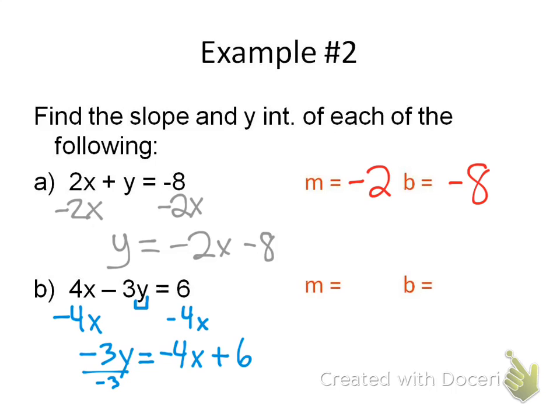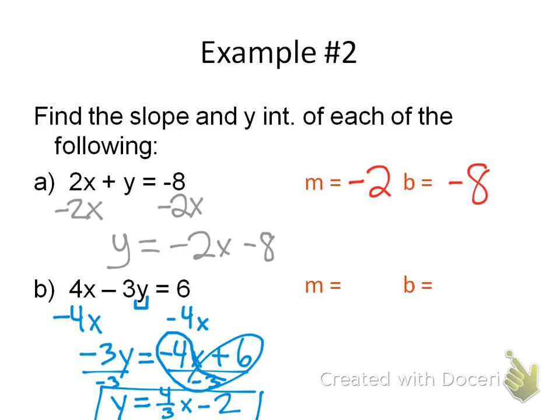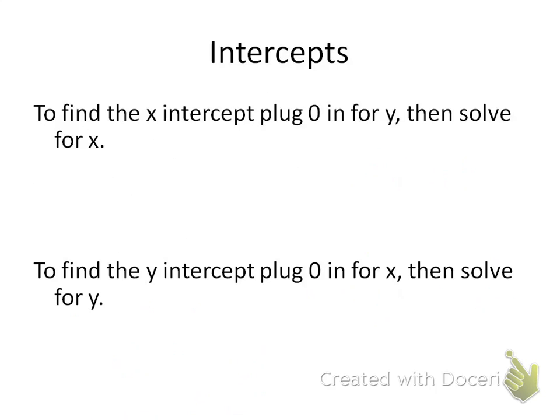Yeah, this is where we divide. Good. And you're dividing everything on the right side by -3. So -4 over -3 is 4/3 x. Positive 6 divided by -3 is -2. What's my m? 4/3. What's my b? -2. Great.